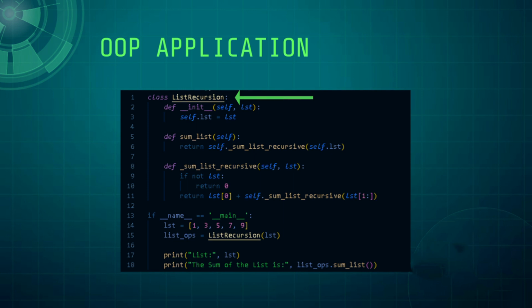This private method is a recursive function that keeps adding the first element of the list to the result of the recursive call on the rest of the list until there are no elements left. Finally, the code creates an instance of the ListRecursion class with a list of integers. It calls the sumList method on it, and it prints the sum of the list.